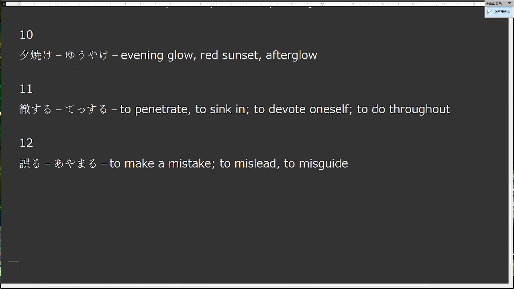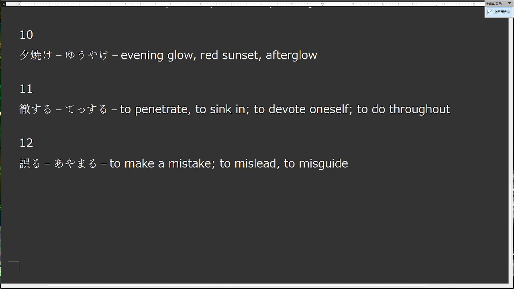Number 10 is yuyake. Yu on the left side for the evening, and yake on the right side are kanji for burning or scalding something. So yuyake is literally the evening burn, but it means the evening glow, the red sunset, or an afterglow. I love that. Yuyake is like the burning evening sky.